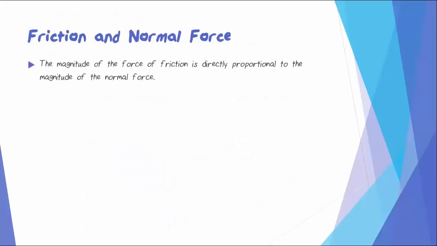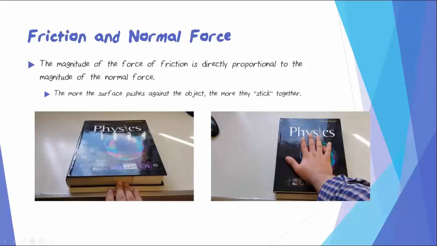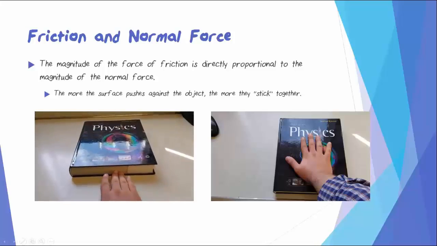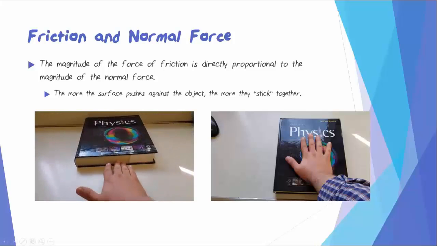The magnitude of the force of friction is directly proportional to the magnitude of the normal force. The more the surface pushes against the object, the more they sort of stick together. In the video on the left, I'm pushing the book horizontally. This means the normal force is simply the weight of the book. There is some friction, but the book slides relatively easily.